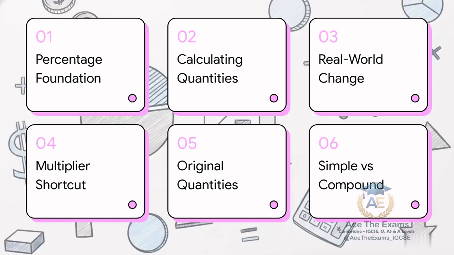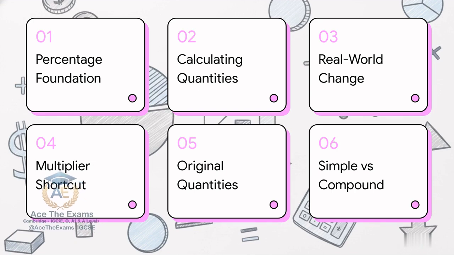Here is the roadmap for our session. We're starting with the percentage foundation, then calculating percentage quantities, and hitting real-world percentage change. From there, we unlock the multiplier shortcut, which is huge, then finding original quantities, and finally, we take on the final boss, simple versus compound interest.